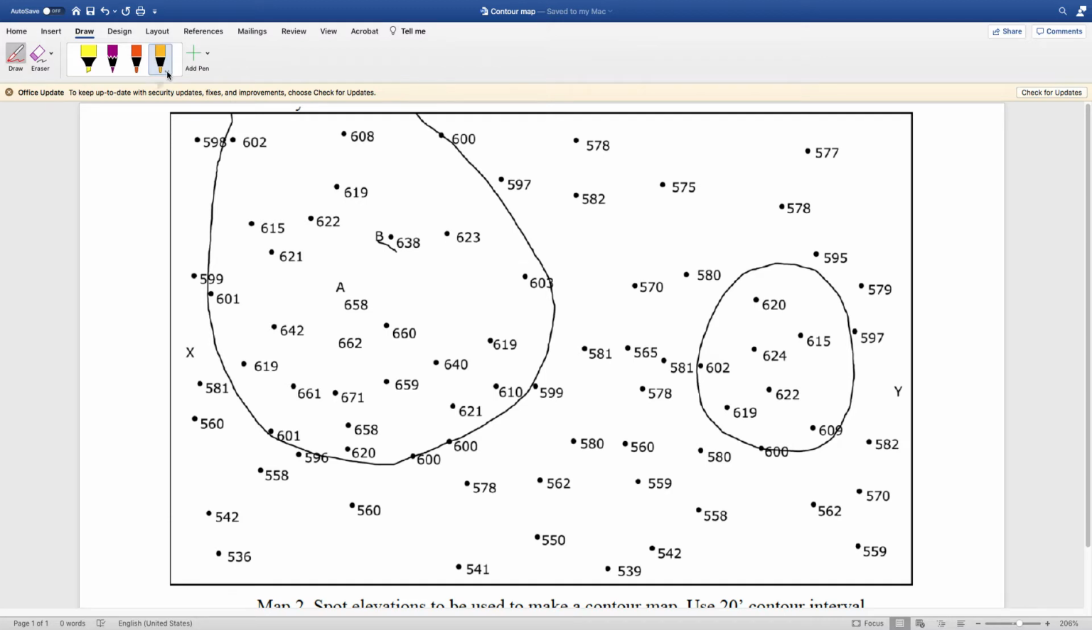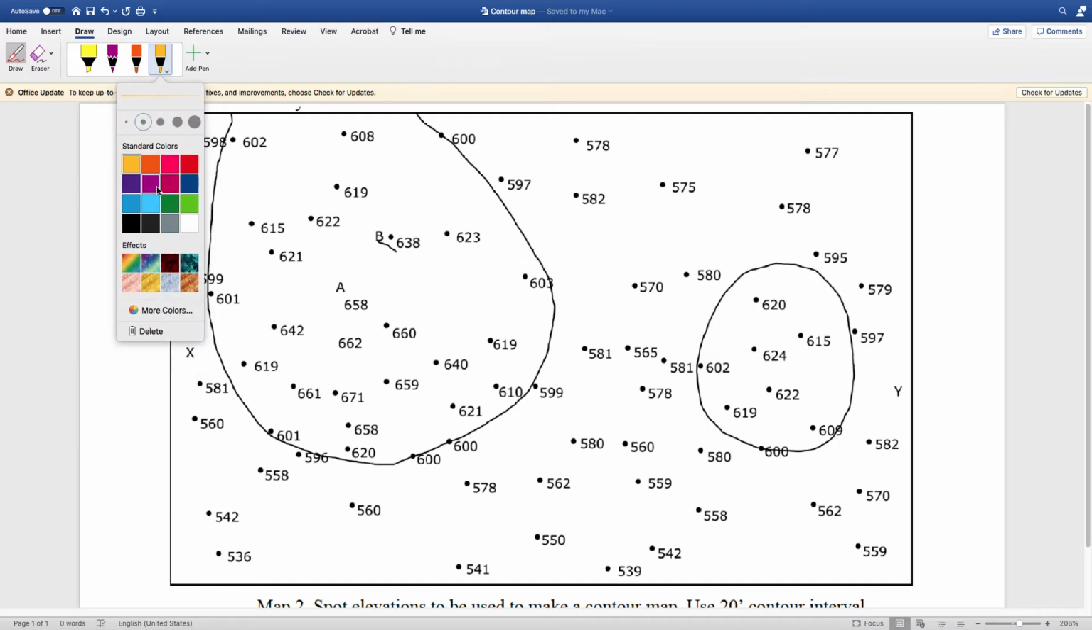I'm going to grab a little tool here to draw with, something that we can see, and let's kind of get started on this. So these little elevations here were made by somebody with an altimeter that went around and actually took the exact elevations of the land surface and put them on a blank map like this.